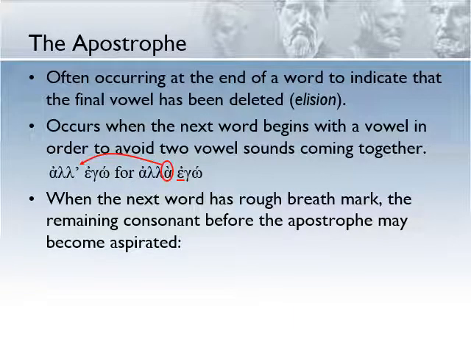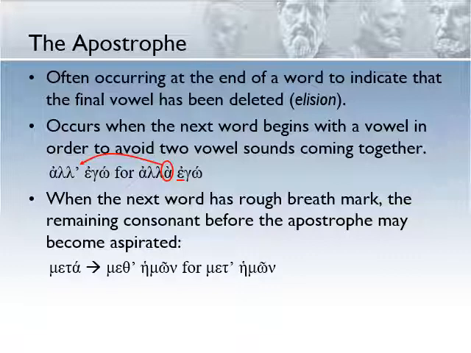Now, when the next word has a rough breathing mark, the remaining consonant before the apostrophe may become aspirated. Let me tell you what we mean by that. Take a look at this example. The word meta, mu, epsilon, tau, alpha, ends in alpha. So when it comes before another word starting with a vowel, that alpha on the end of meta will elide and be replaced with an apostrophe.